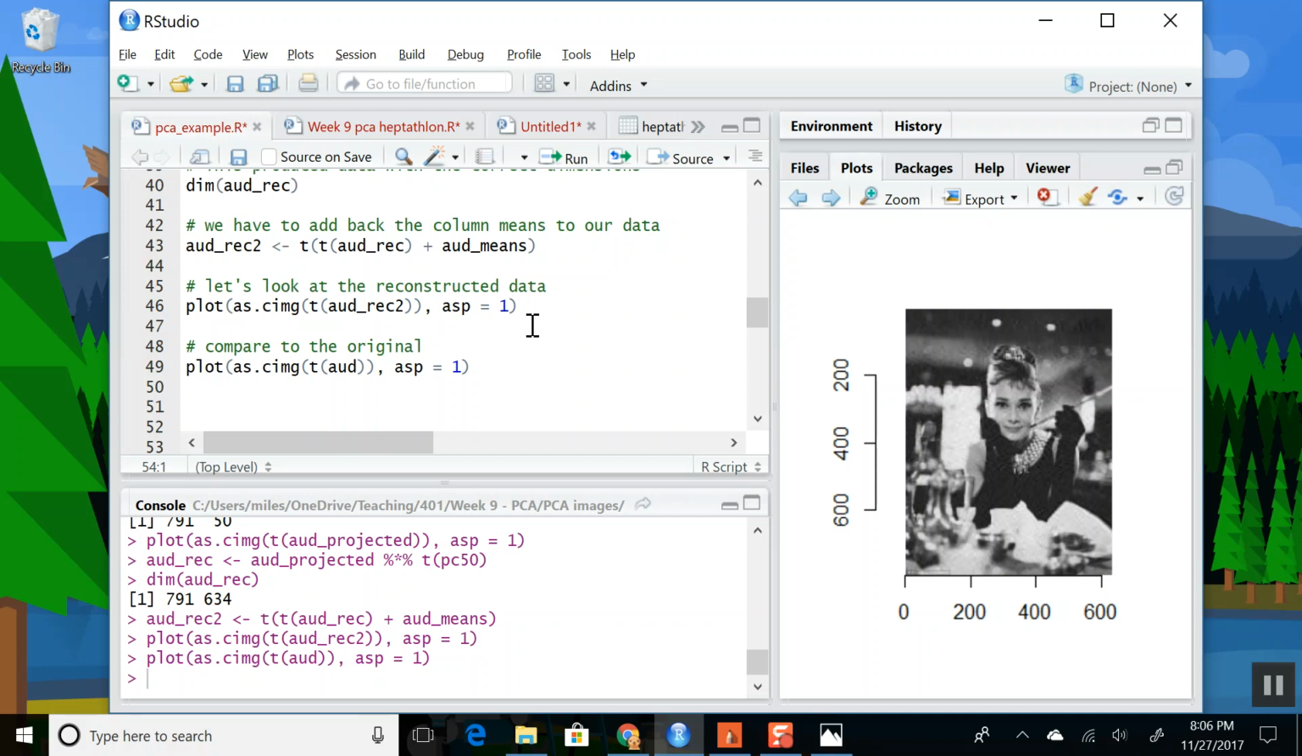But that last one ends up containing the least amount of information. So I've chosen to do the first 50, but we can play around and see what happens if I did only the first 30 or the first 20 or the first 10.